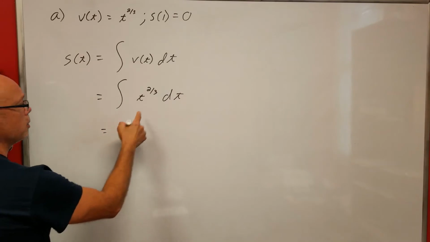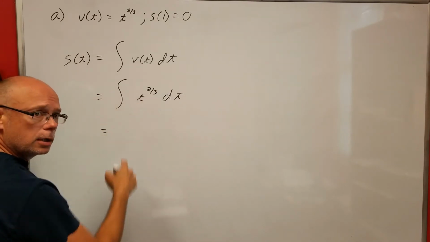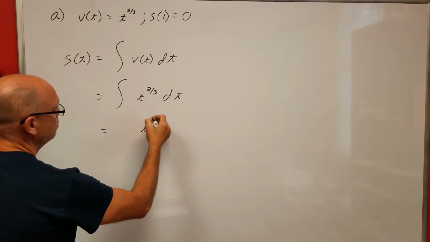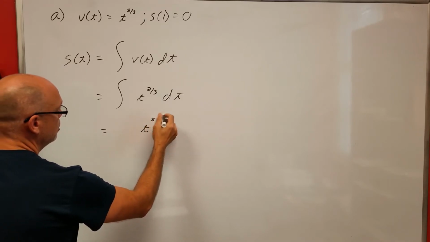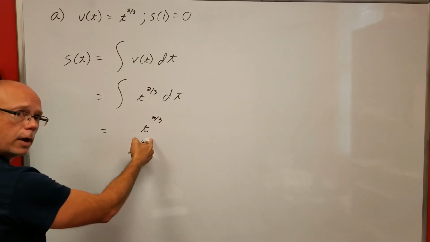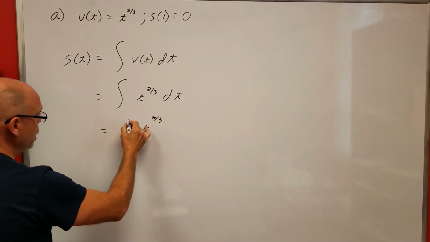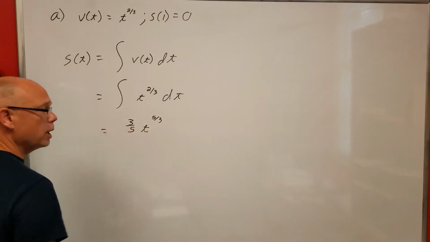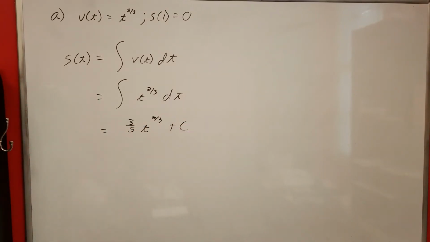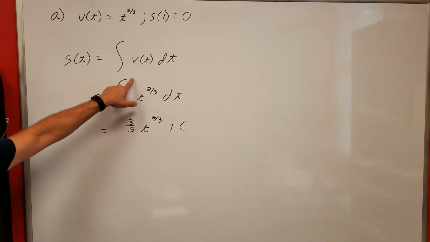How do you integrate this? Add 1 to the exponent, divide by the new exponent. So what's that going to be? T to the 5/3 divided by 5/3, or I could say times 3/5, plus my arbitrary constant c, because I'm not dealing with limits of integration here.